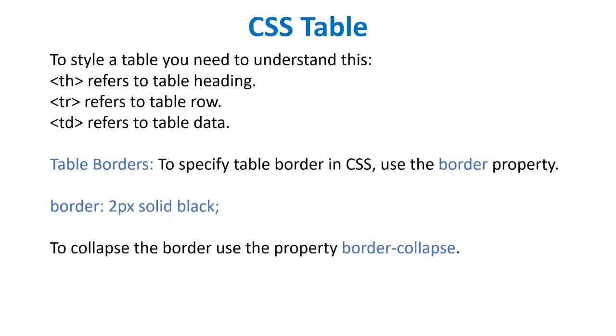CSS Table. To style a table you need to understand this. TH refers to table heading. TR refers to table row. TD refers to table data. Table borders. To specify a table border in CSS, use the border property. border: 2px solid black. To collapse the border, use the property border-collapse.